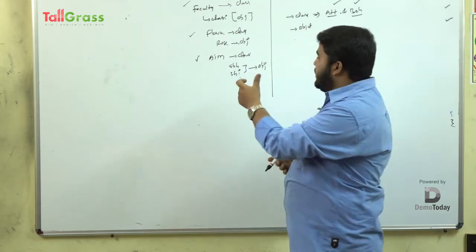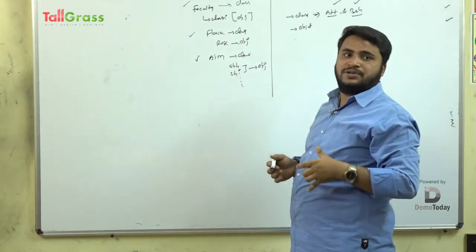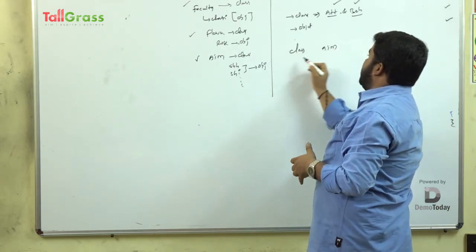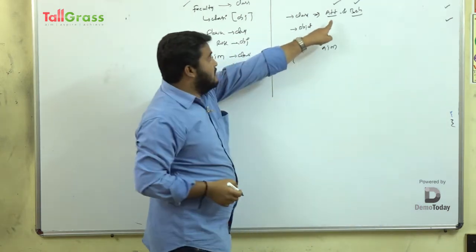Let me write a simple example for ATM code, how the ATM code is written. I am taking a class as ATM, and first we need to discuss the attributes.